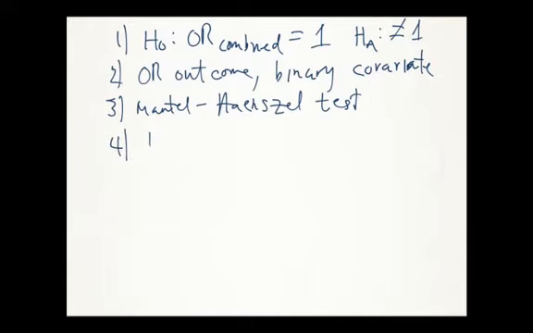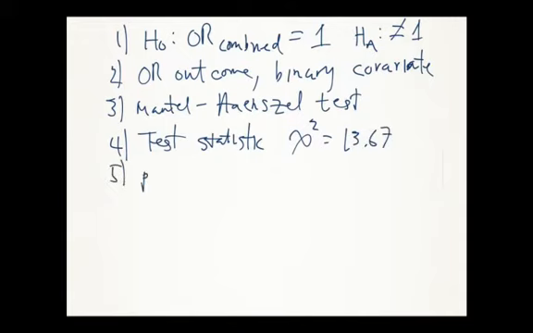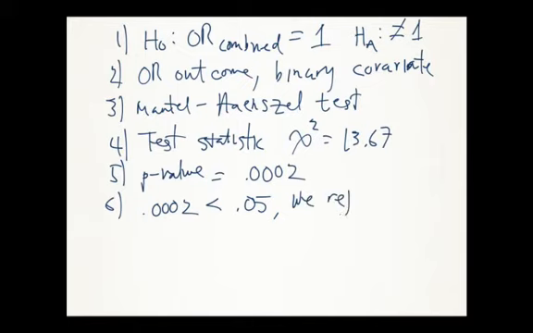Our test statistic, which we would get from Stata, turns out in this case to be a chi-square value equal to 13.67. The corresponding p-value for that test statistic is equal to 0.0002. Then we compare that p-value, 0.0002 is less than 0.05. So therefore we reject the null hypothesis.